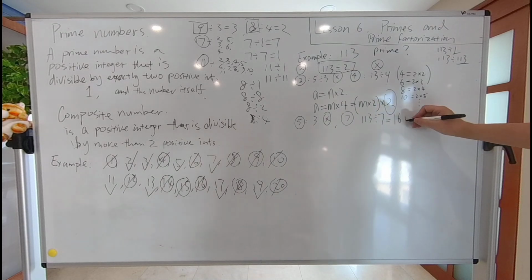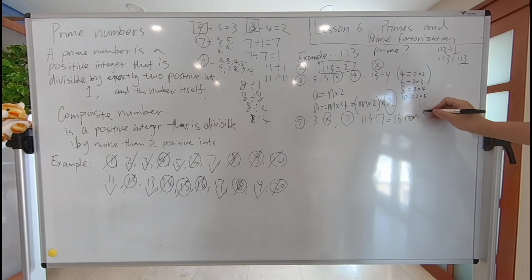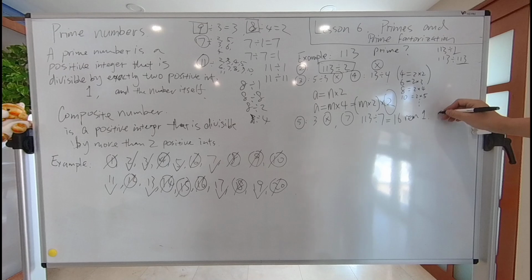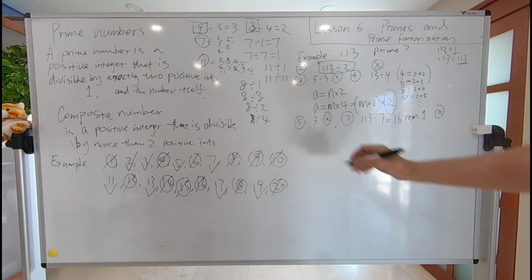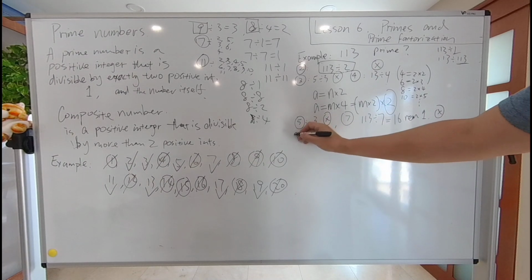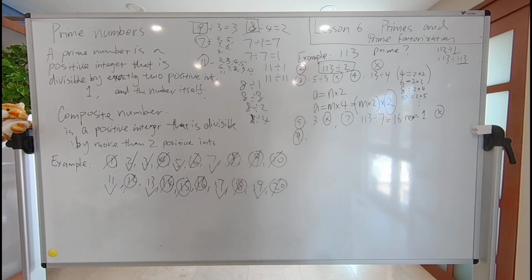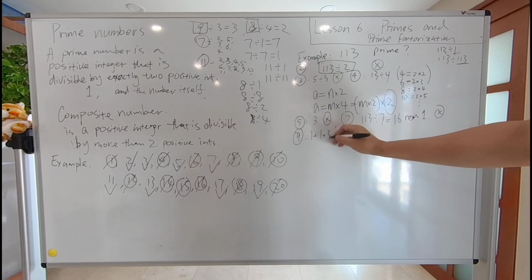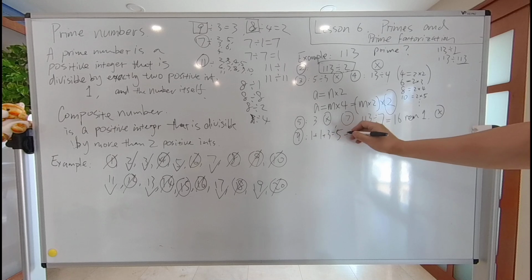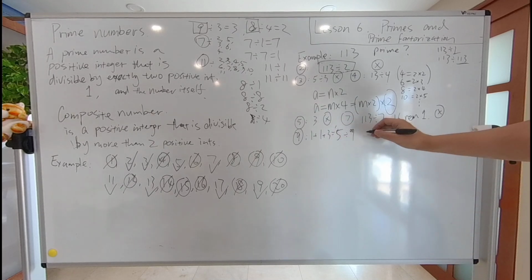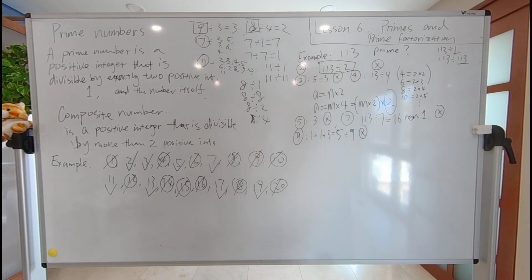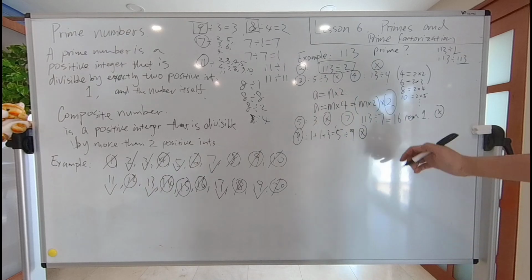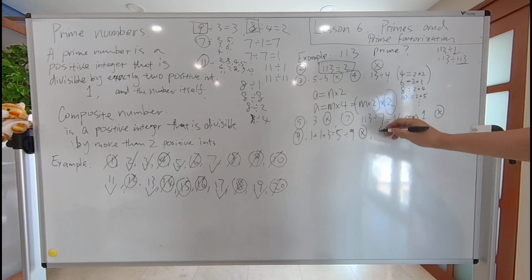This is 42 with remainder of 1. So it's not divisible by 7. And then we skip 8, it goes to 9. Again, remember 9, we need to check the sum of the digits. This is 5, so it's not divisible by 9. So then the whole number is also not divisible by 9. We skip 10, we go to 11.